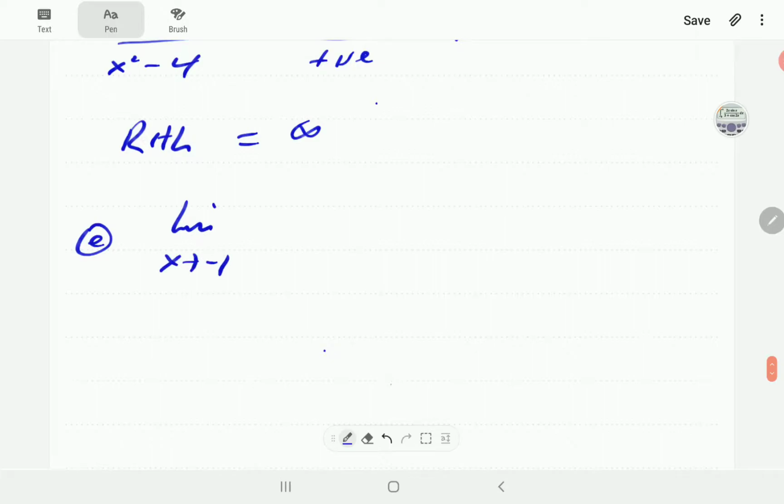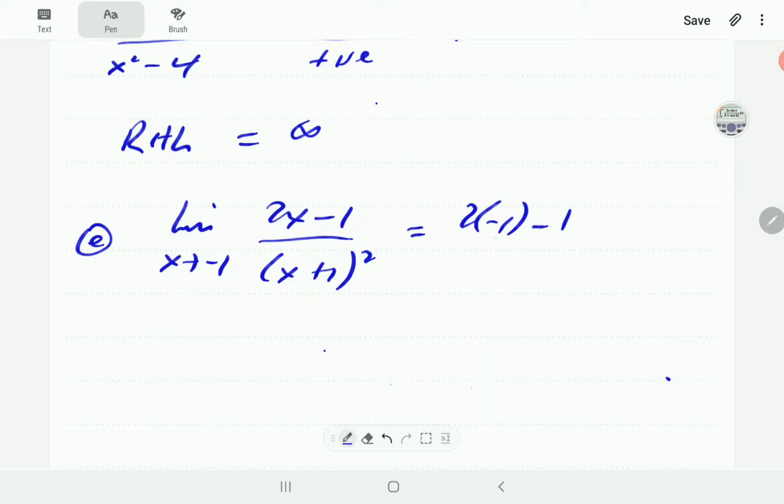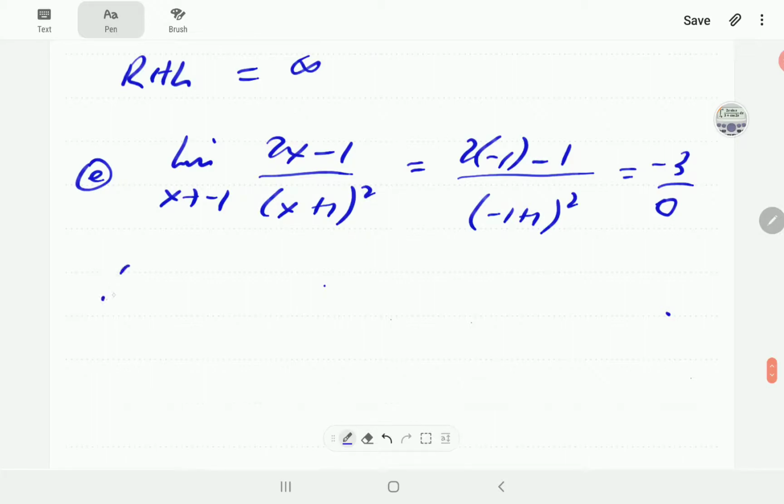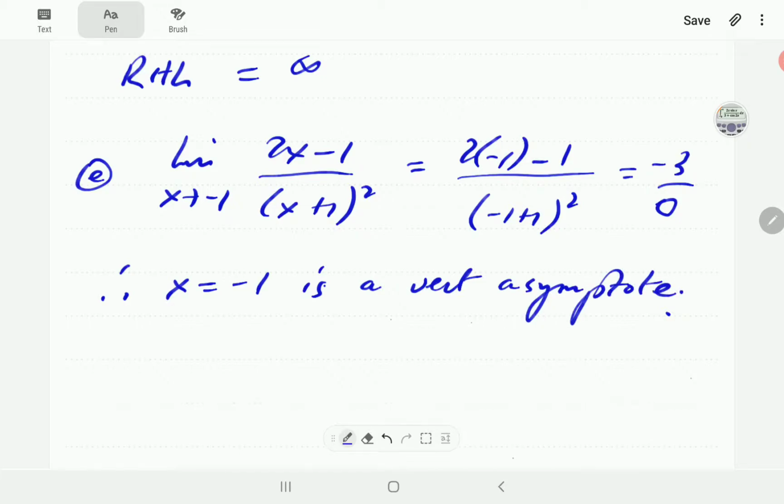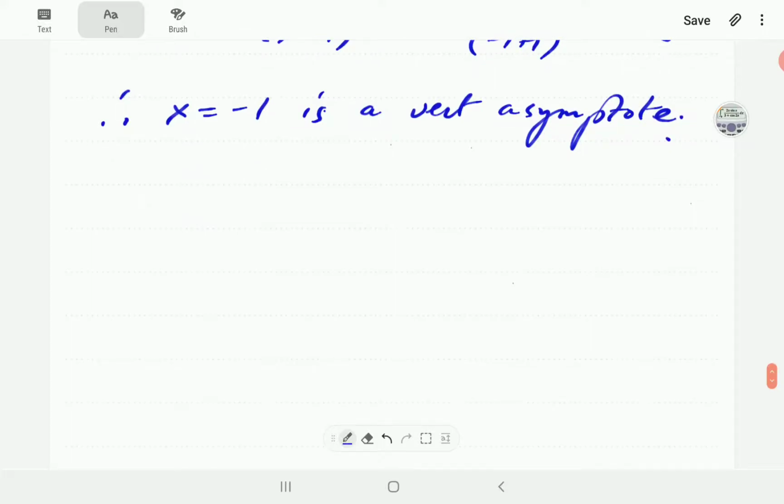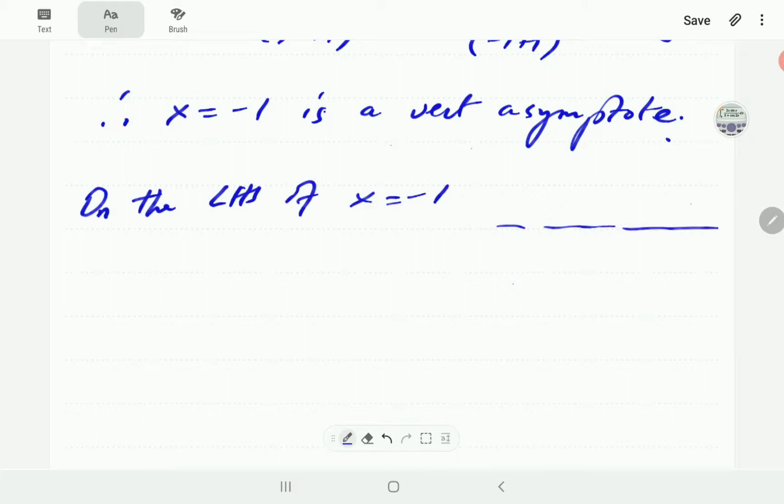In E, we've got the limit as x goes to -1 of 2x minus 1 all over x plus 1 all squared. If we substitute, we are going to get -3 over 0. So again, this is telling us that x equal to -1 is a vertical asymptote. So we need to do the left-hand and the right-hand limits. On the left-hand side of x equals -1, now be careful here, this is 0, this is -1.